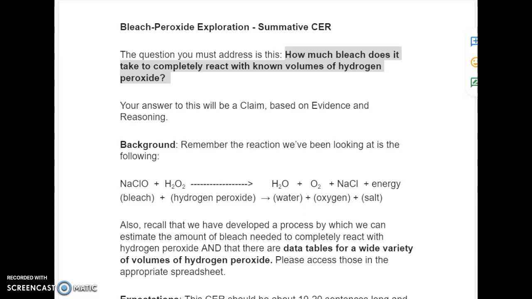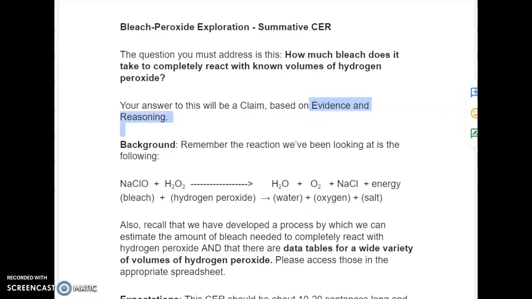I'm in the document that you'll be writing your CER in. The question you're addressing is highlighted there. How much bleach does it take to completely react with known volumes of hydrogen peroxide? You're going to be addressing that, coming up with an answer, and your answer is a claim. And that claim is going to be based on, of course, evidence and reasoning.